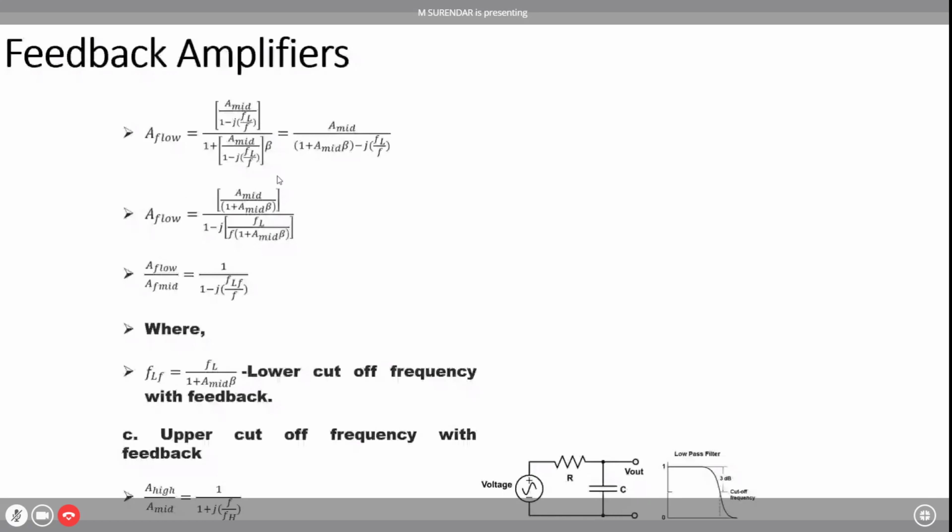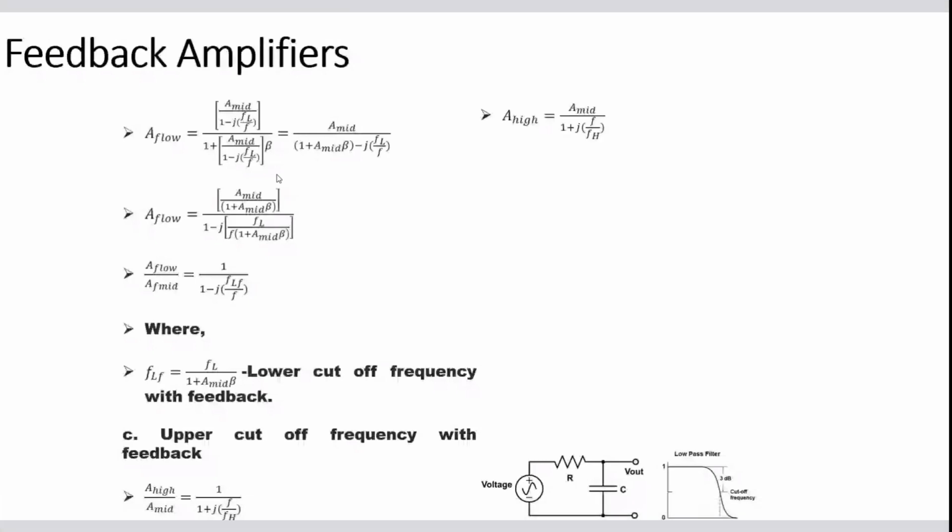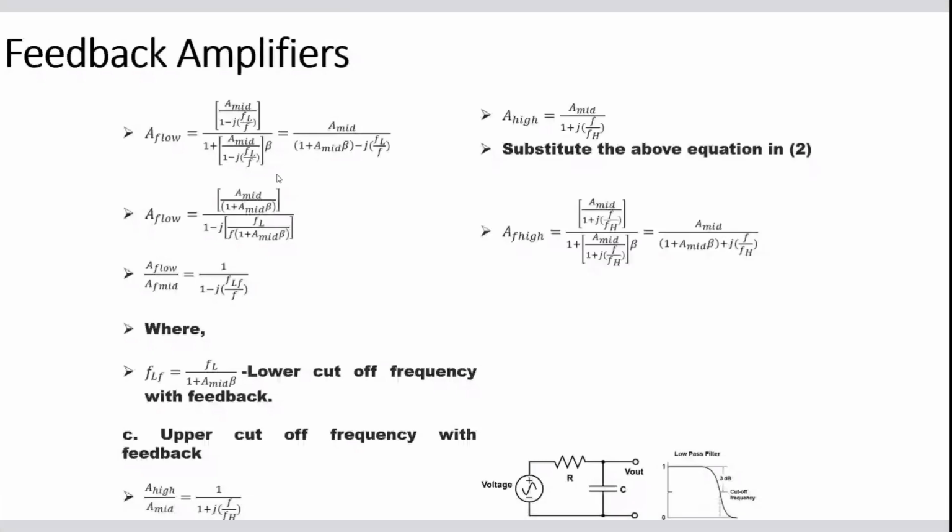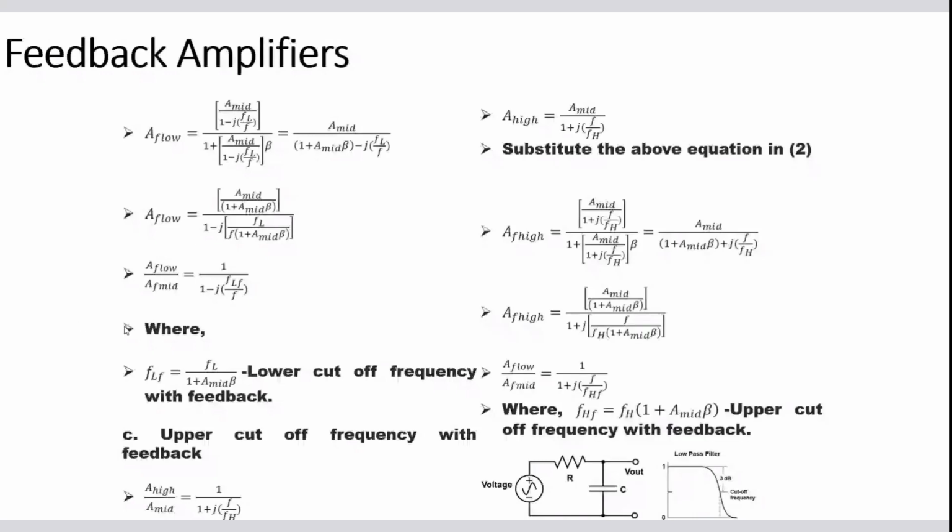Moving on. The same way we are solving this equation, so that we will be having the higher cutoff frequency. That means the upper cutoff frequency FHF will be equal to the upper cutoff frequency of the amplifier without feedback into 1 plus A mid into beta. Here, 1 plus A mid into beta is divided in the lower cutoff, whereas here it is multiplied.